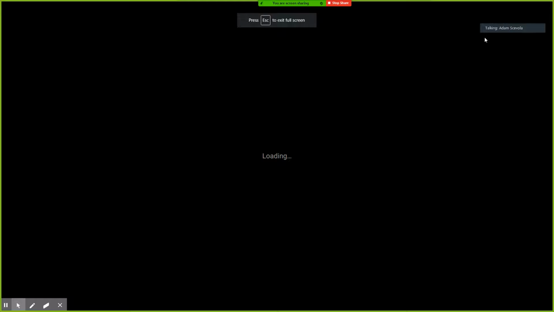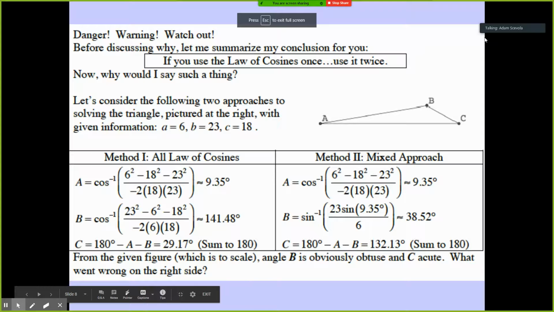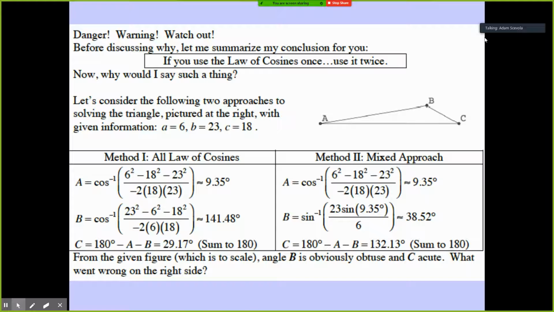All right, so here's a summary of what I was just talking about. Danger, warning, watch out. I stole this from Mr. Turkington's old notes because I really liked it and there was nothing I wanted to add to it, so I just copy and pasted it. You can thank Mr. Turk for that. So the rule in that box is: if you use the law of cosines once, use it twice.